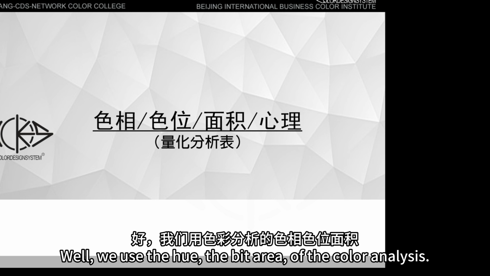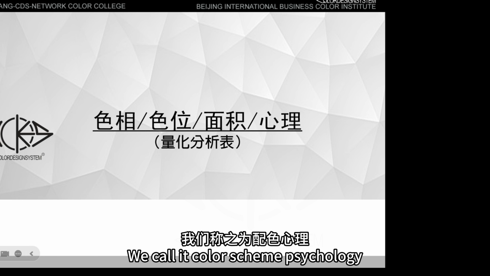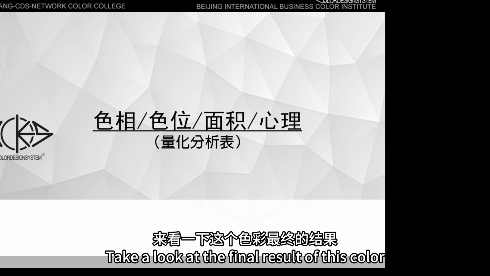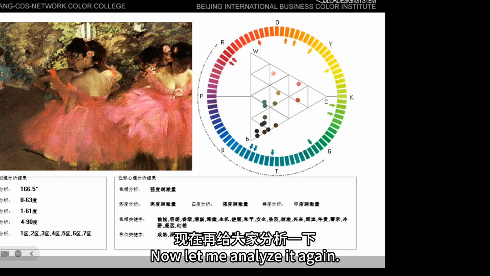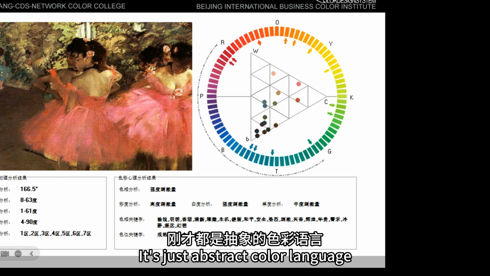Well, we use the hue, the bit area, of the color analysis. We call it color scheme psychology. Its scale. Take a look at the final result of this color, and that's the picture that we see. Now let me analyze it again. And just to recap, it's just abstract color language.